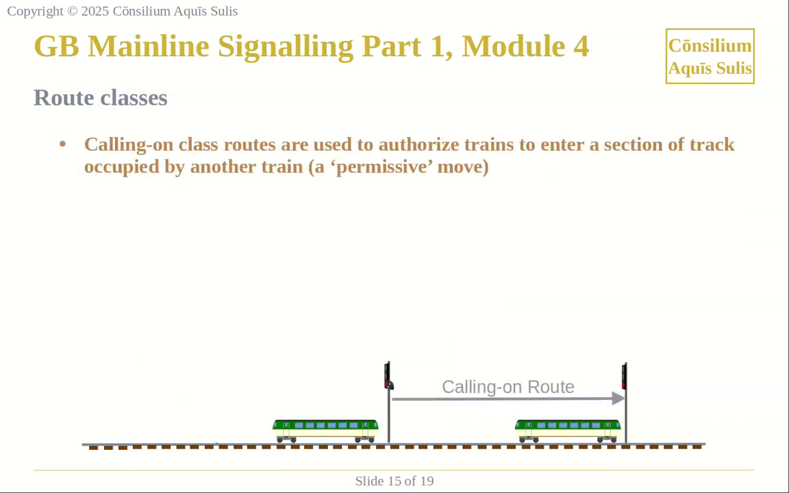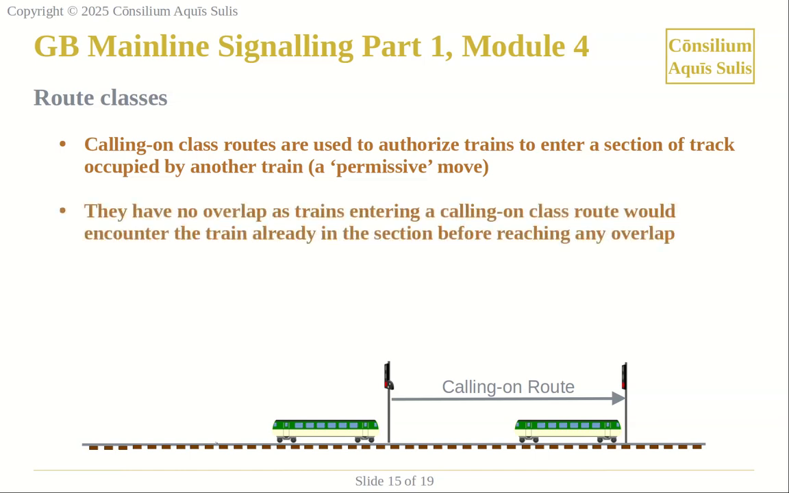Further class of route is known as a calling on class route, which is used to authorise trains to enter a section of track occupied by another train, a permissive move. Why might you want to do this? Well, maybe to couple to another train in a platform, or simply to share a platform with another service.